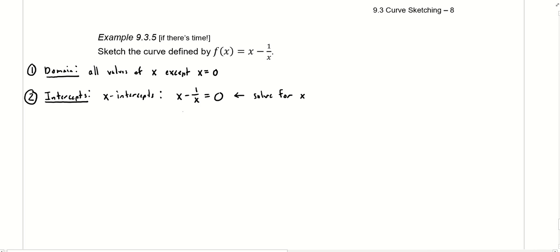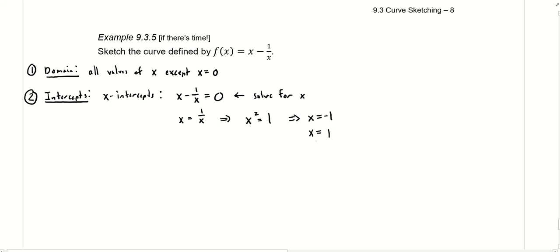So if I solve this for 0, I'm going to get x equals 1 over x, just by adding the 1 over x to both sides. And then I'm going to multiply both sides by this denominator x, so that's going to give me x squared equals 1. And so what values of x when squared equal 1? Well, x can be -1 and x can be 1.